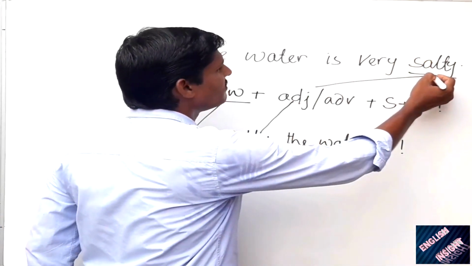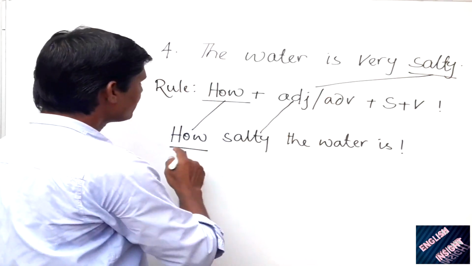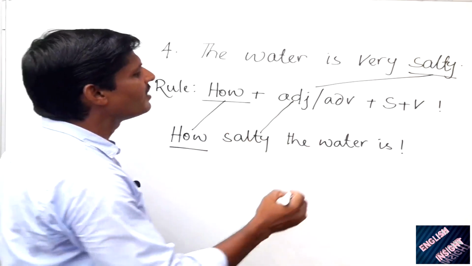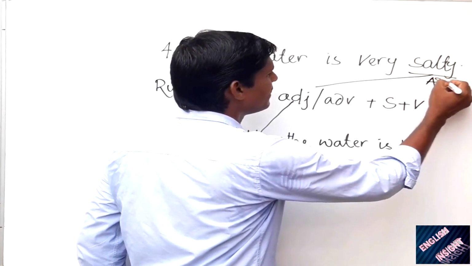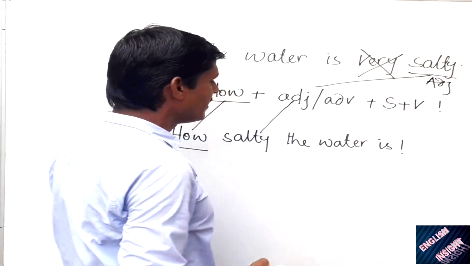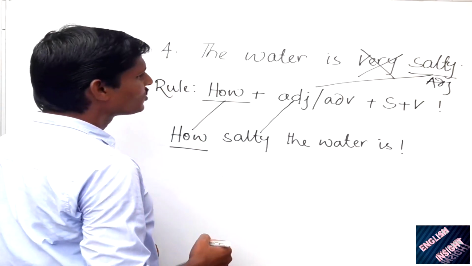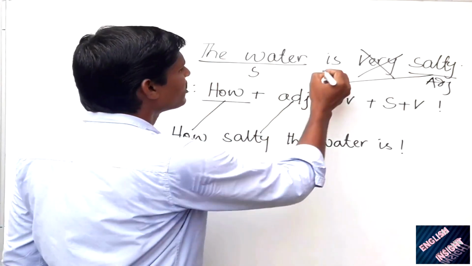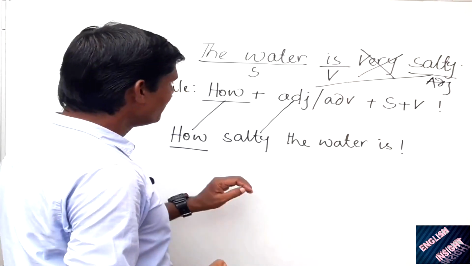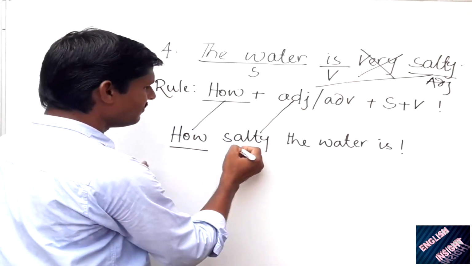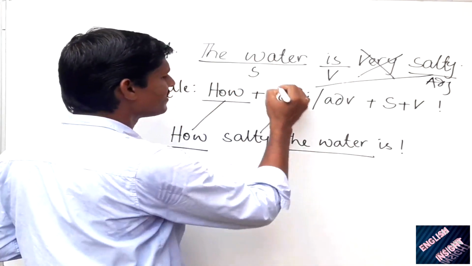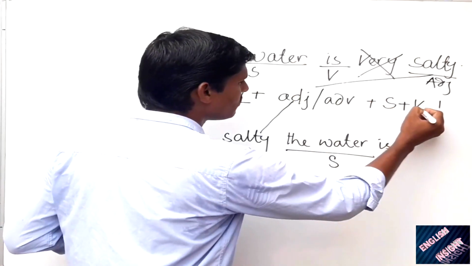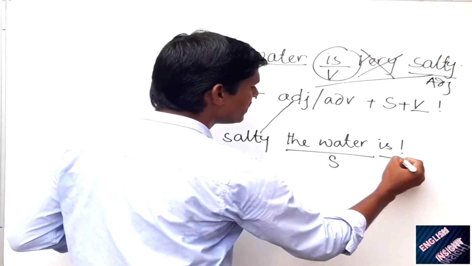So we should use the adjective here. Salty is the adjective, and just after how we should use salty. How salty. Then comes subject plus verb. Very, we should not use in the exclamatory sentence. Then the subject part is the water, and the verb is. So the sentence is how, then comes adjective salty, then the subject. Here water is the subject. Then comes the verb. Subject plus verb. Here the verb is, so last comes is.